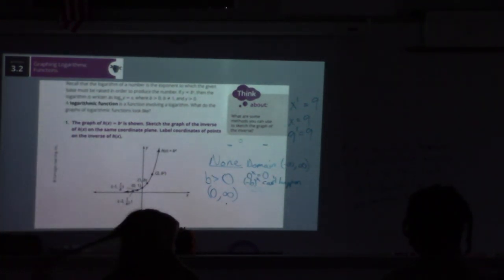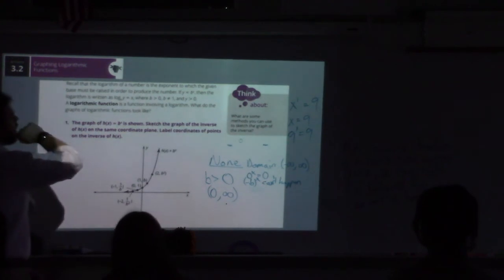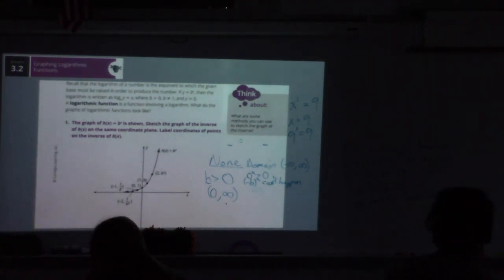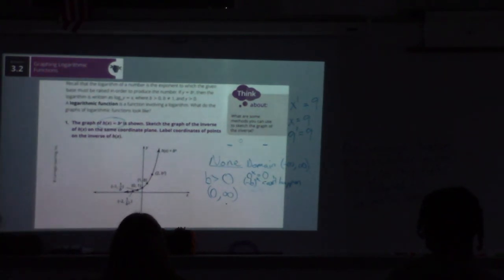So this is the last detail we'll cover. Notice how they have, oh, and then b also can equal 1. So a logarithmic function is a function involving a logarithm, right? What do the graphs of logarithmic functions look like? So notice how we have b raised to the x. What kind of function is that? So exponential, right? So sketch the graph of the inverse of h of x on the same coordinate plane.